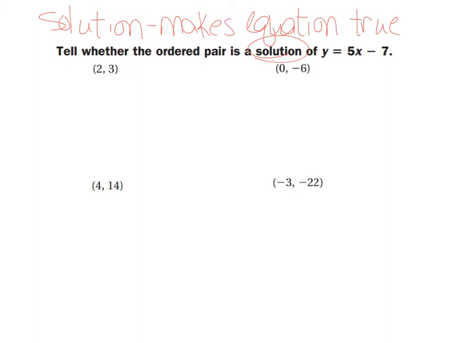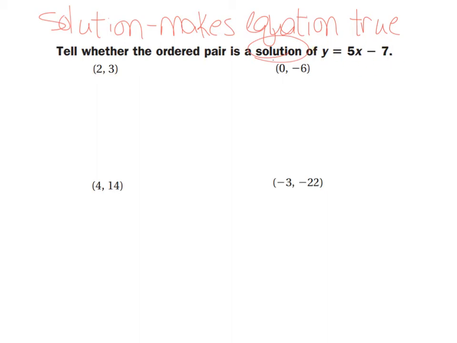So they've got ordered pairs here. These ordered pairs represent points, right? We could graph that. We could graph that. We could graph that. We could graph that. And we have this equation, and this happens to be what kind of equation? This is a linear equation. So we want to know if these ordered pairs make this linear equation true.